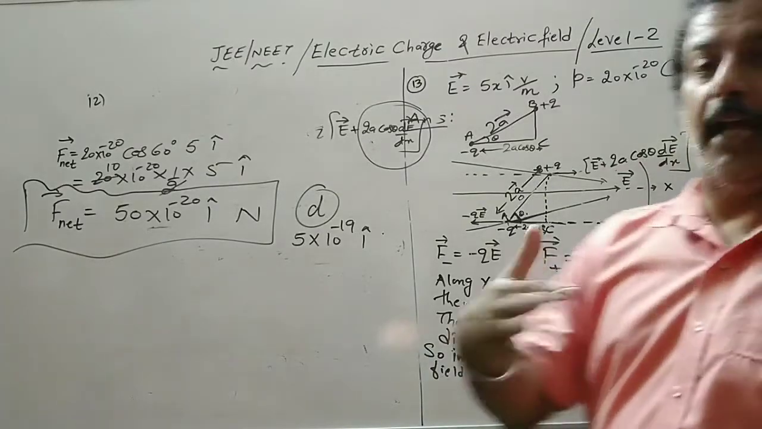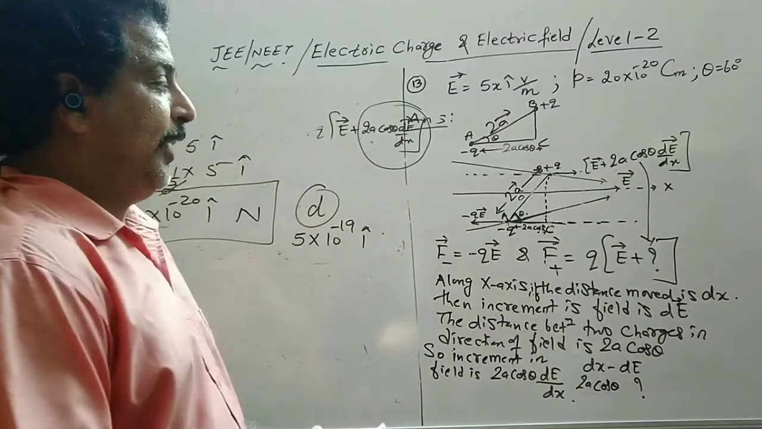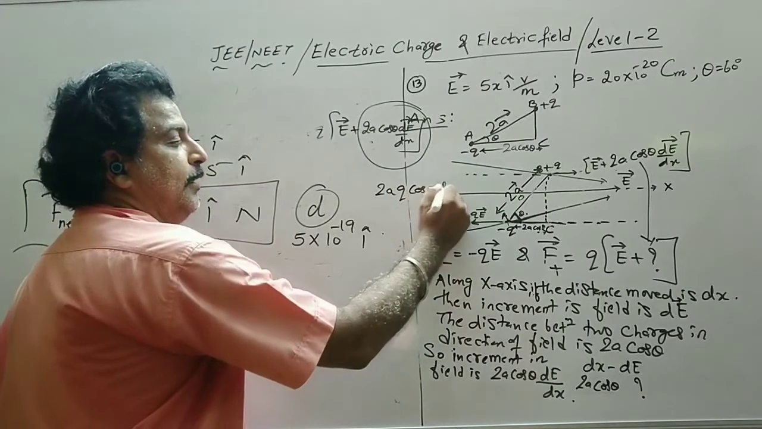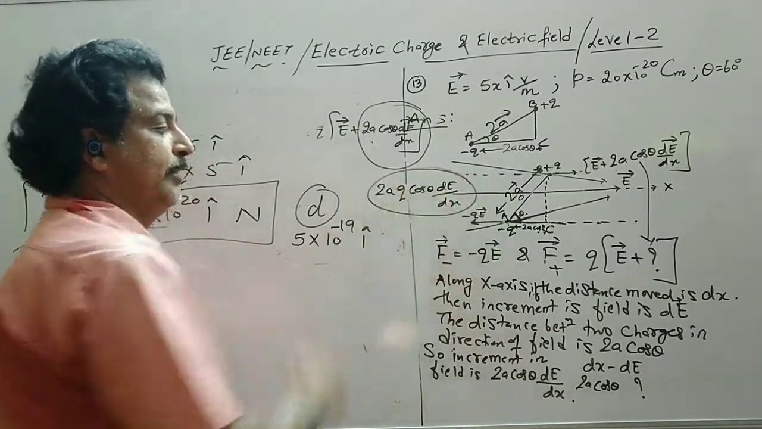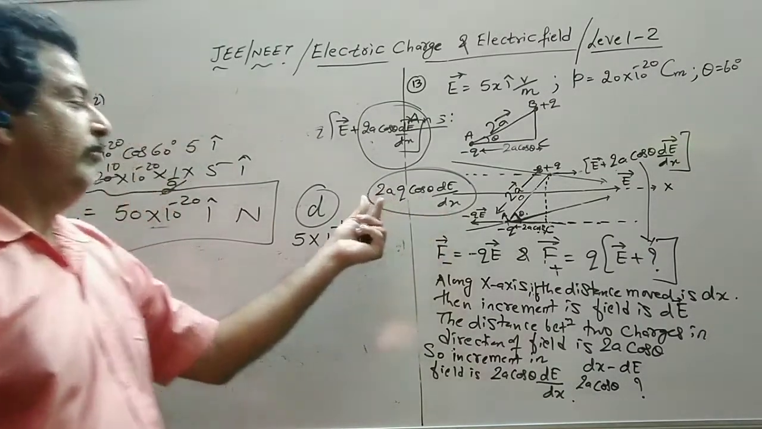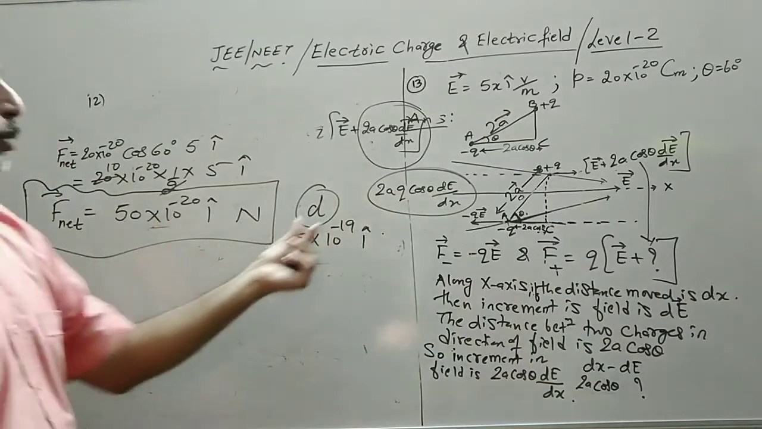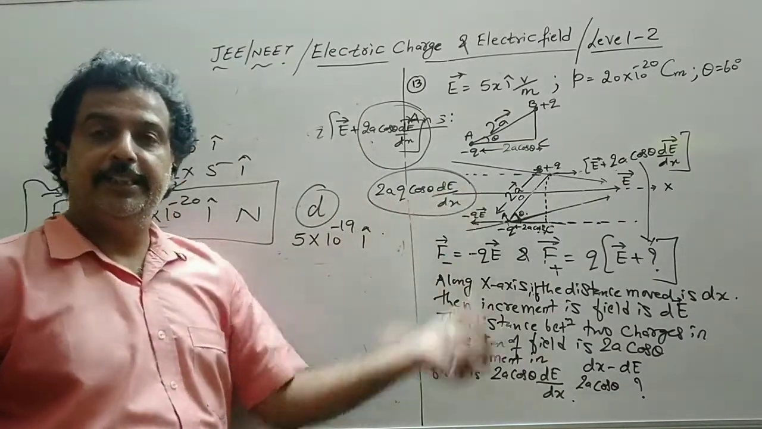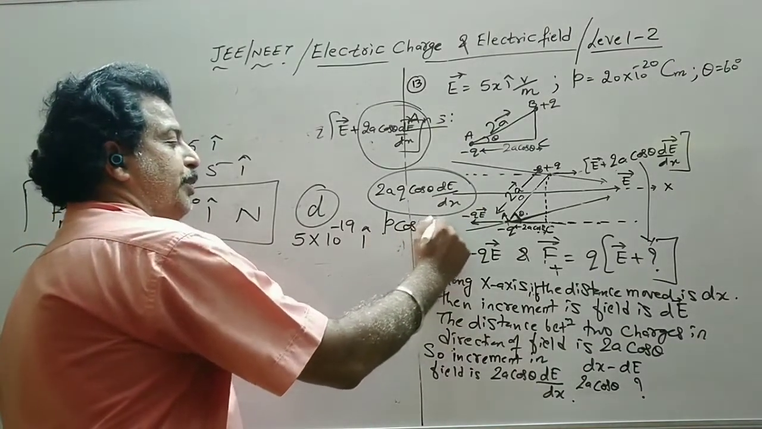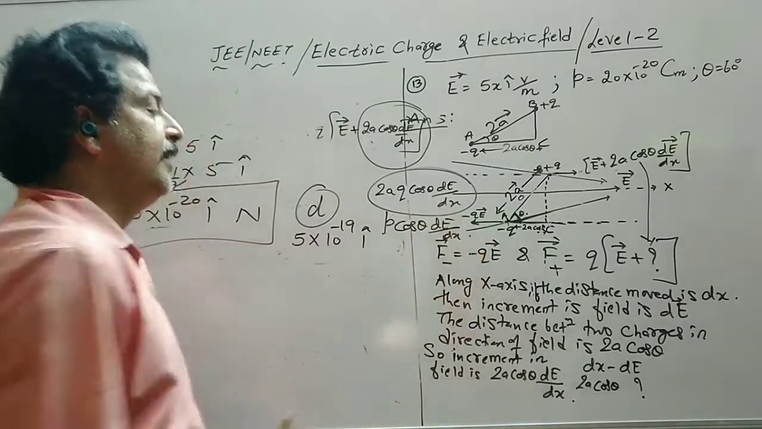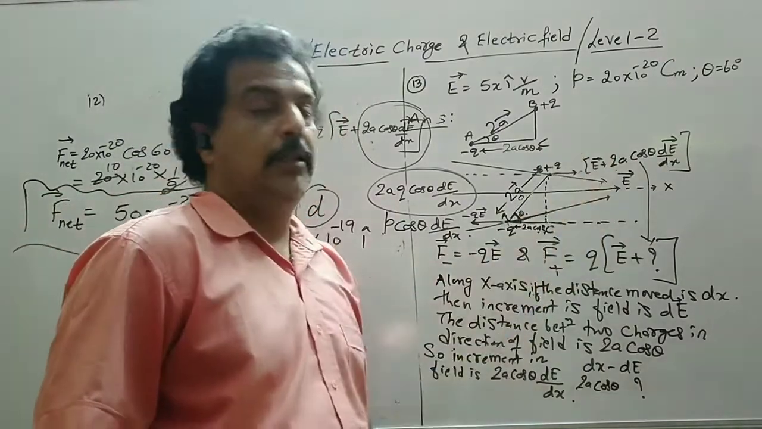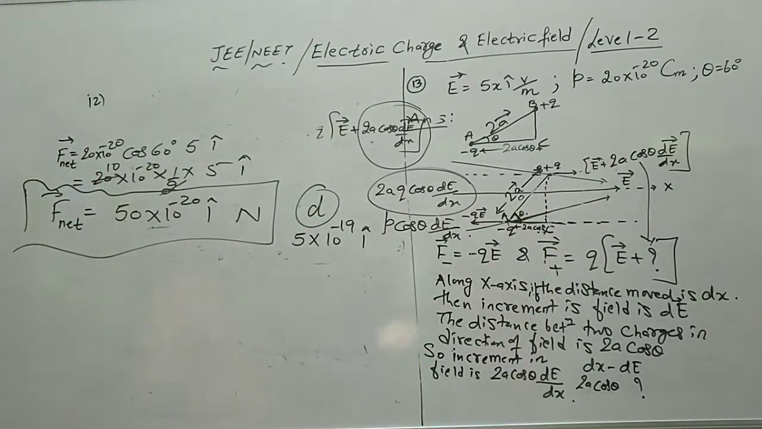So if I ask you what is the additional force acting on it, that is a plus charge, so it should be 2AQ cos theta dE by dx. So this is the magnitude, this is the additional force. Then we replace this by P, so the general formula comes out to be P cos theta dE by dx. So you simply remember this, that the additional force is P cos theta dE by dx. As we move on along the x-axis, this force will keep on increasing.